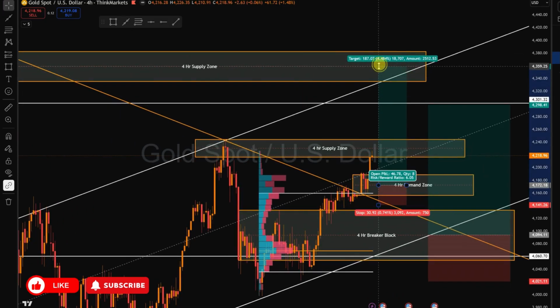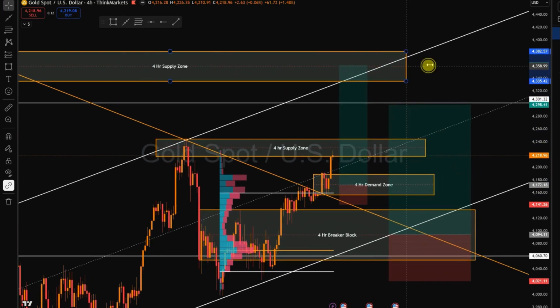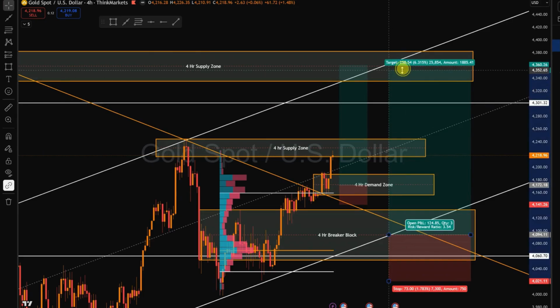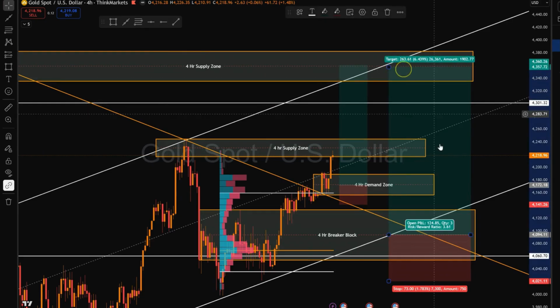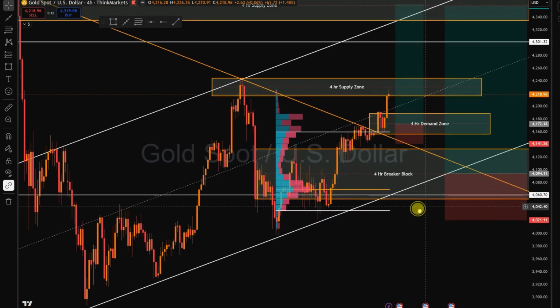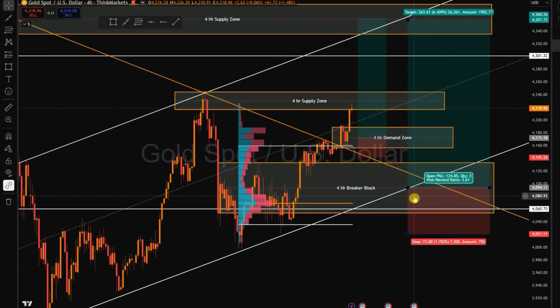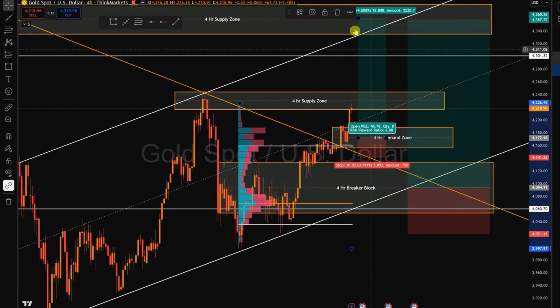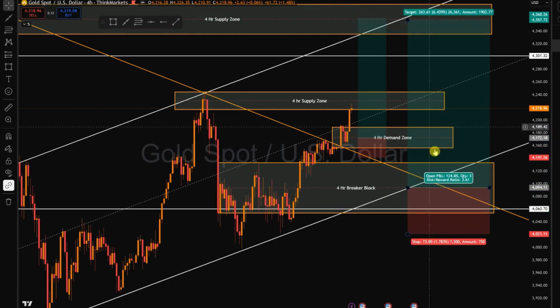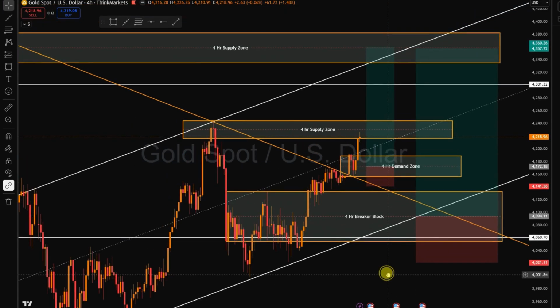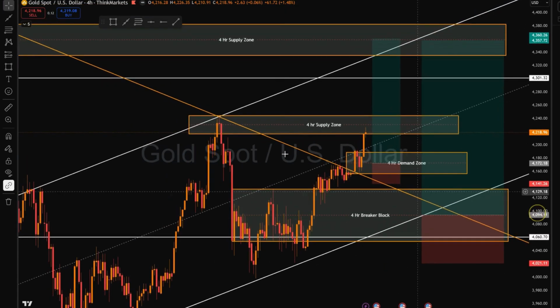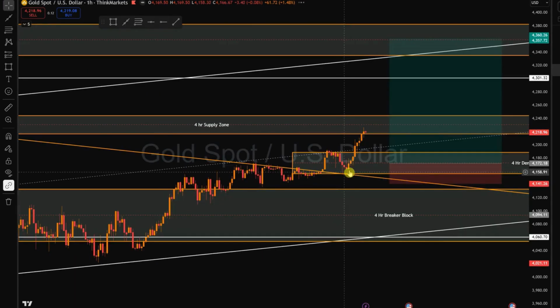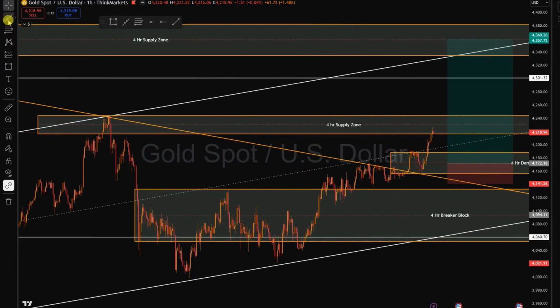Now, let's move into the fun part, the upside targets. There are multiple supply zones overhead, and each one represents liquidity pockets that price tends to gravitate toward. The first target area, also labeled TP1, is around 4,245. This is followed closely by TP2 at around 4,265. Both of these zones lie inside a smaller 4-hour supply cluster. If momentum continues, this is the first area where we might see reactions or partial pullbacks.